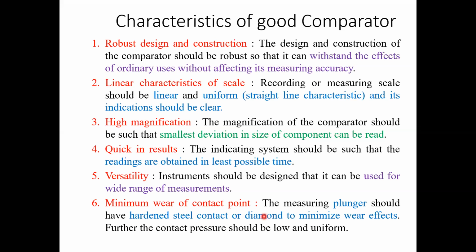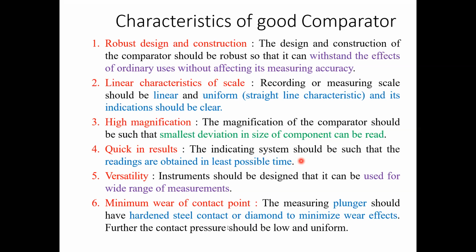Quick in results. The indicating system should be such that the readings are obtained in the least possible time. Versatility. This comparator should be designed in such a way that it can be used for a variety of measurements, a wide range of measurements. That is versatility. Next, minimum wear of component.